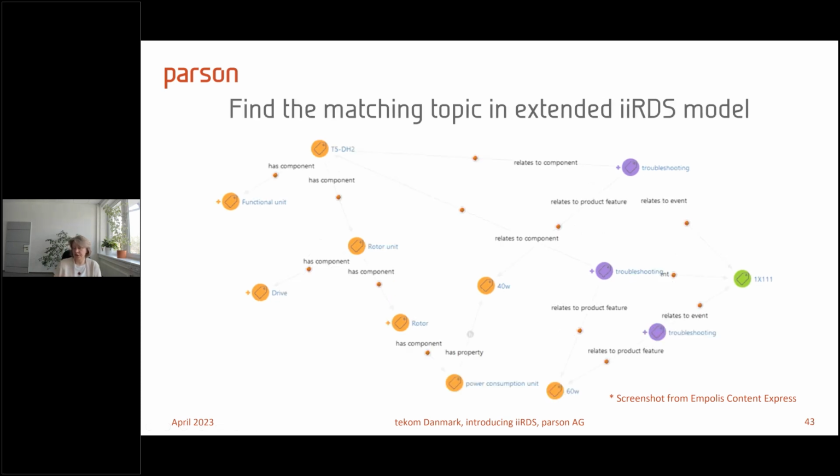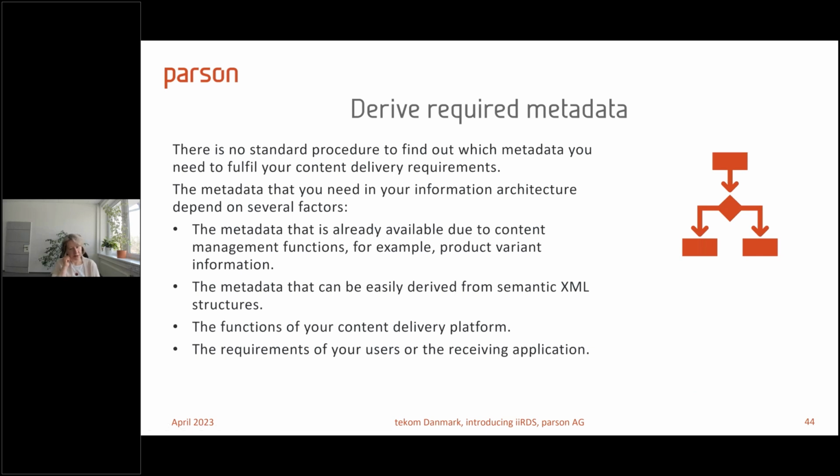So to cover such a scenario, you would extend iiRDS and model the product properties 60 and 40, and define a new relation that a specific information unit, in this case a topic, refers to a specific product property. This is why you need extensions.